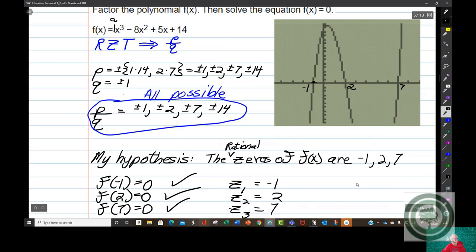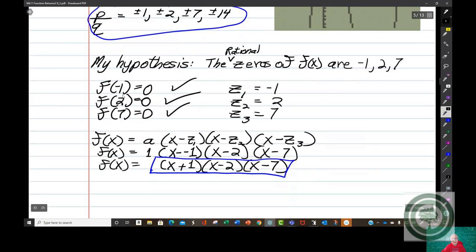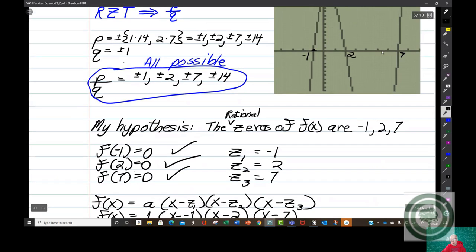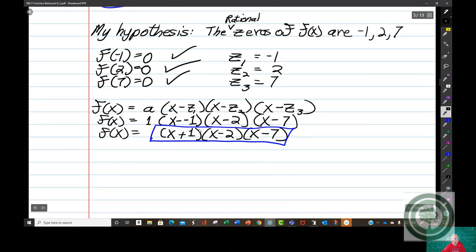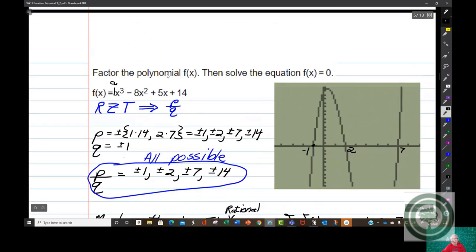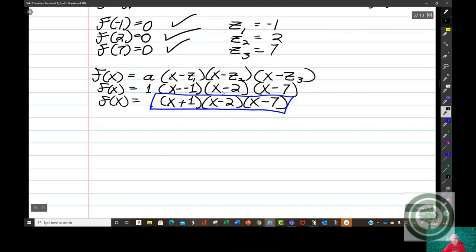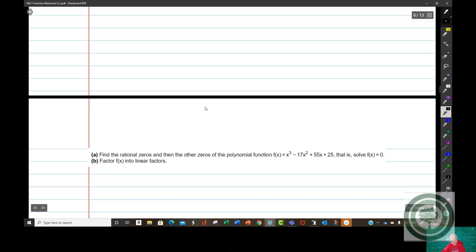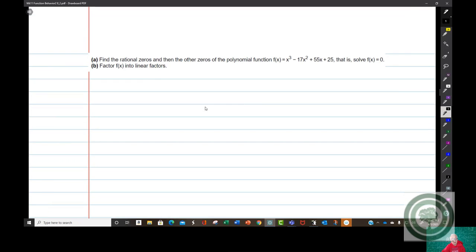Anyway, we went through this whole process again. We tested the numbers that are in here that were also in here. And then we checked and made sure they're really zeros. And then we followed the instructions, which were factor the polynomial. Once you have the zeros, you can factor. Okay, now, moving on.